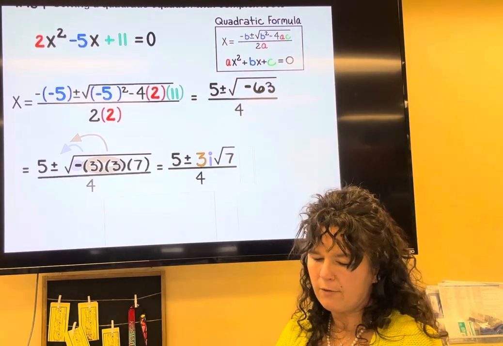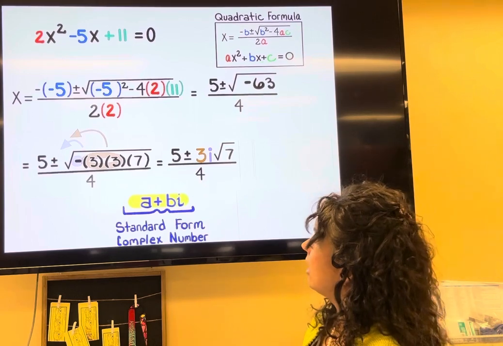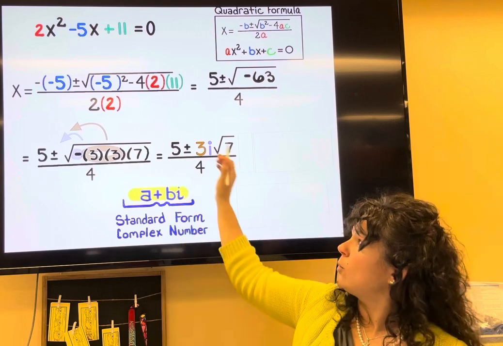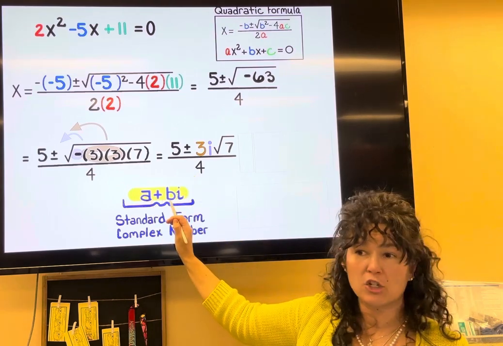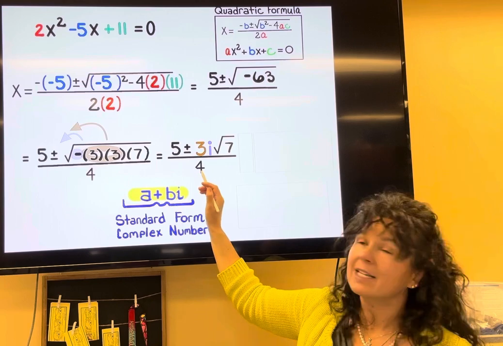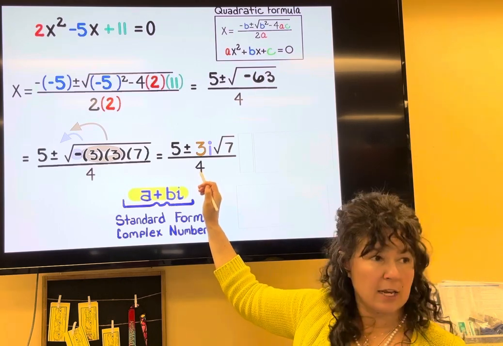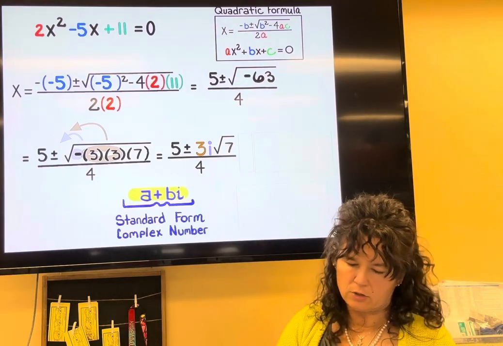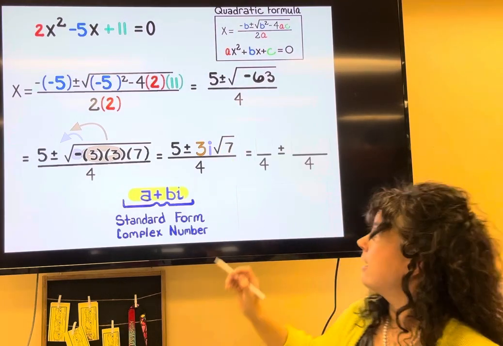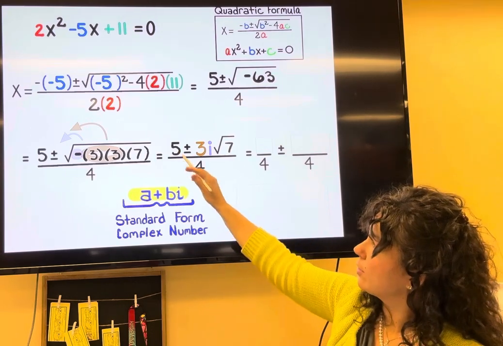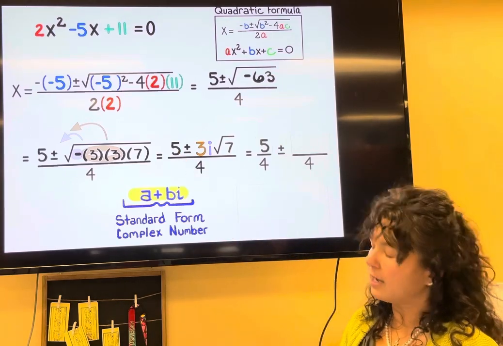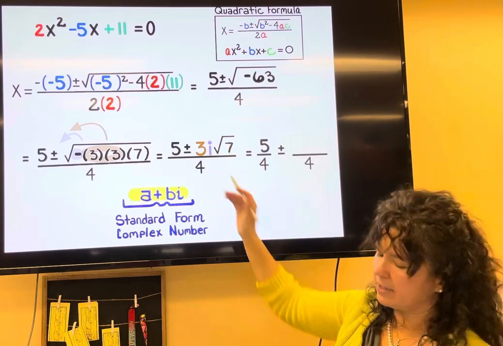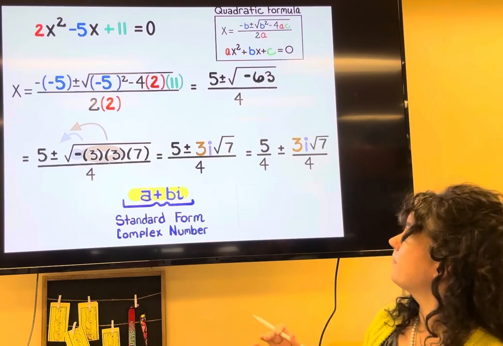The reason we're going to reformat this is that complex numbers' standard form is a plus bi. So how we write our final answer, the a and the b should stand out. To get started, you want to take the denominator and put it with each term in the numerator. So I have equals, and then this 4 is going to go with the 5. So this is 5 over 4. And then the 3i root 7 is also over 4.